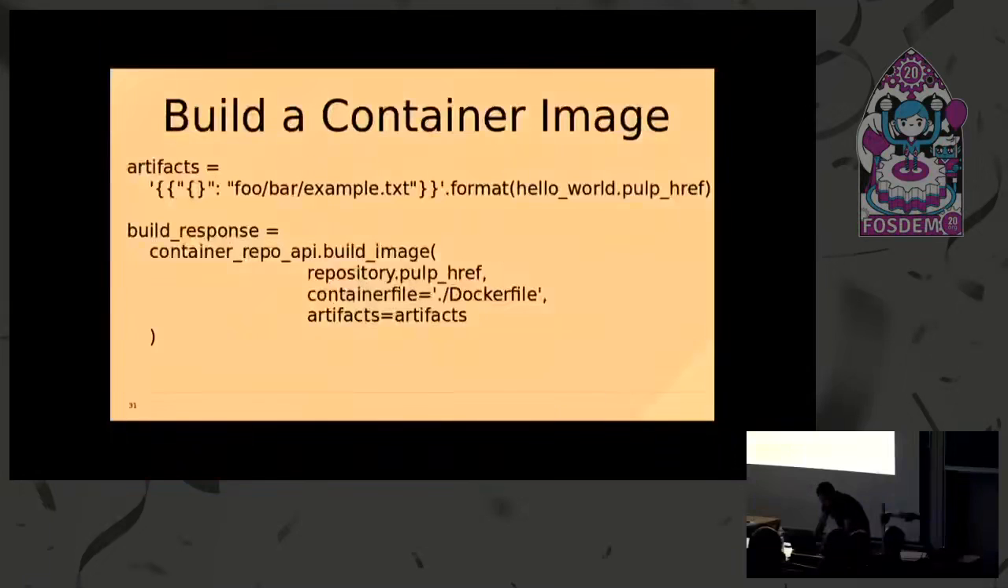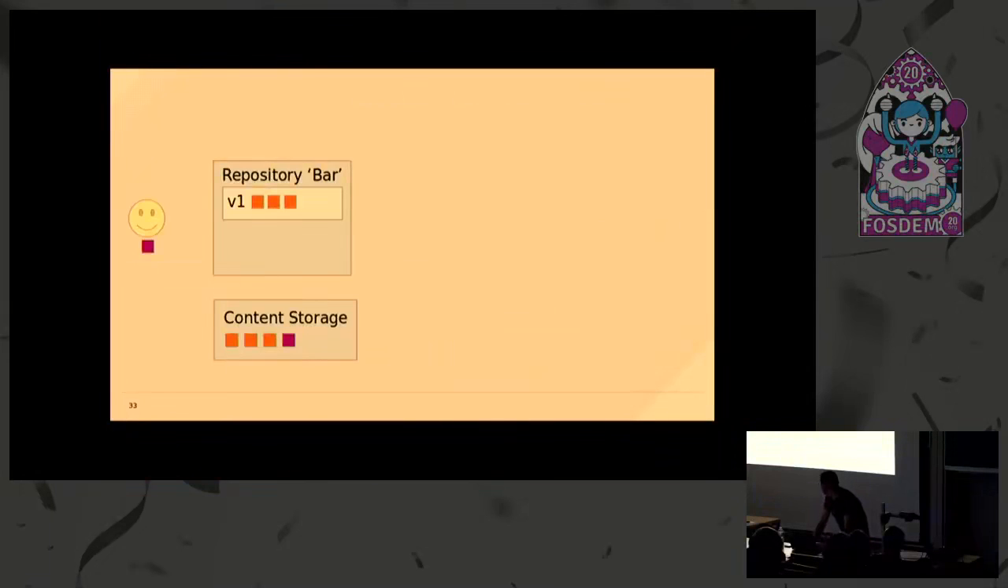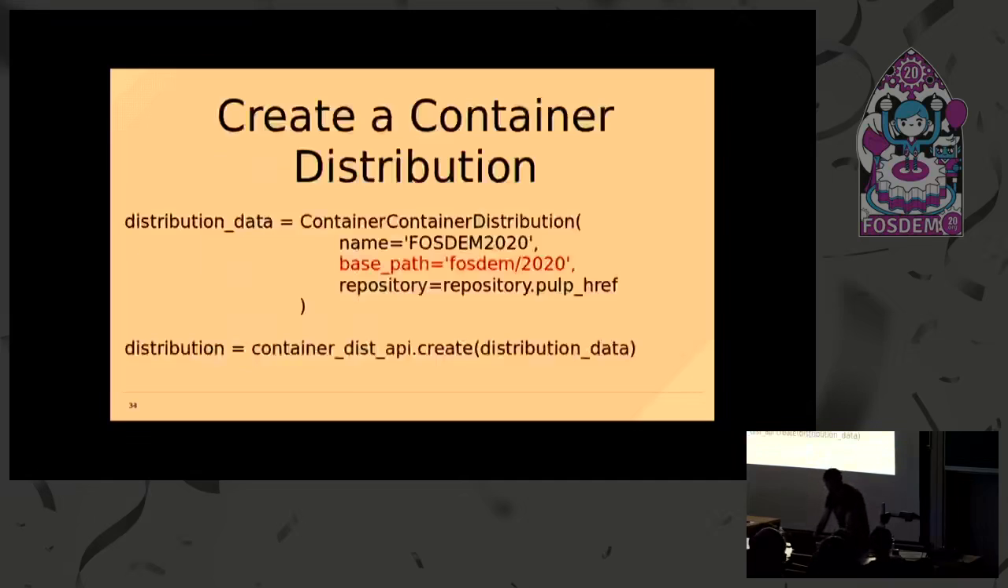So now, after we've built the container, the repository that we had now has a repository version. Inside that repository version, there is a manifest and some blobs. And so we can now create a container distribution that's going to make that repository available to your clients. The main thing to notice here is the base path once again. The base path is what you will be able to use with Podman or Docker to reference the repository.